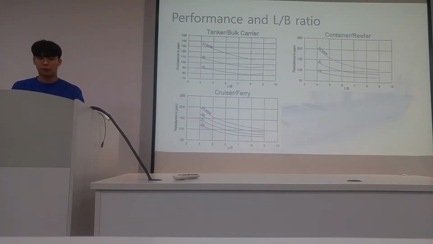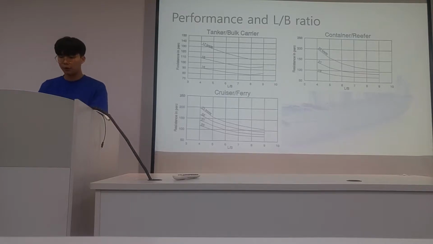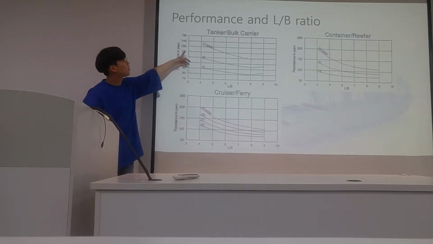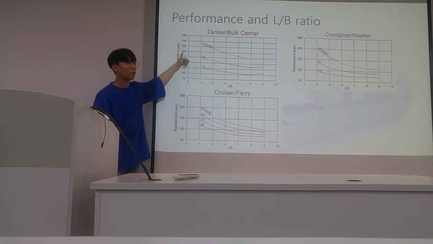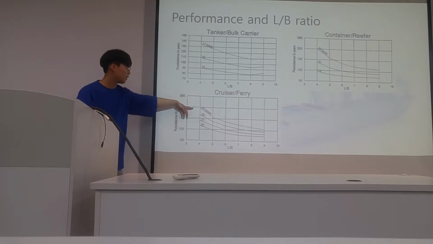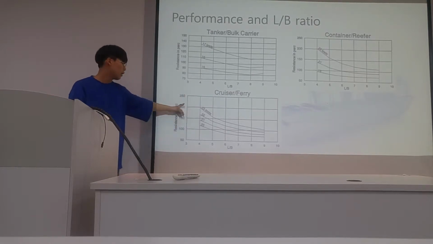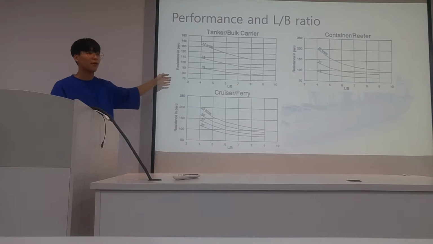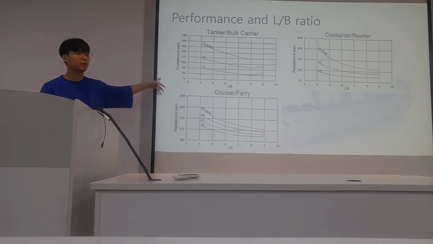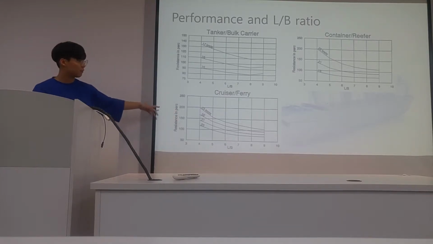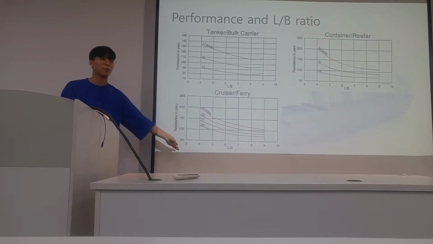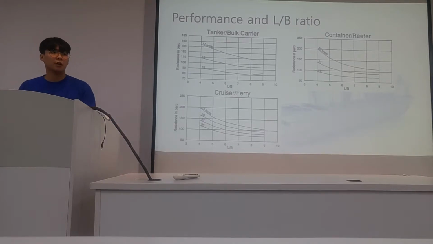This is a graph of performance and length per beam ratio. In this picture, tanker and bulk carrier have speeds of 15 to 17 knots, and cruiser and ferry 20 to 23 knots. When the speed is higher, resistance has a much bigger difference with length per beam ratio. So when the ship is very fast, length per beam ratio is more important than for slow ships.